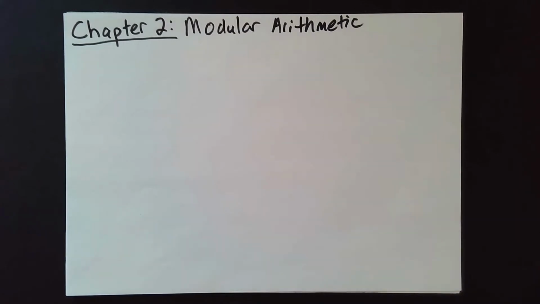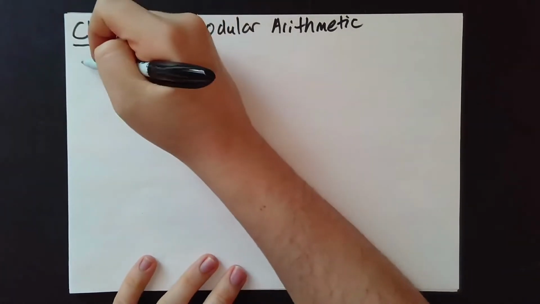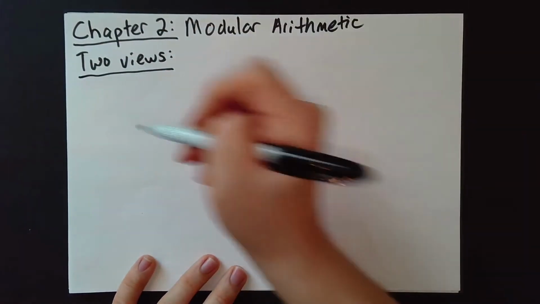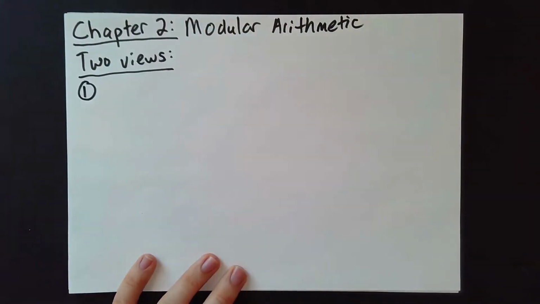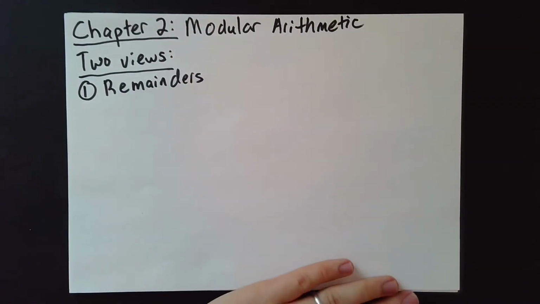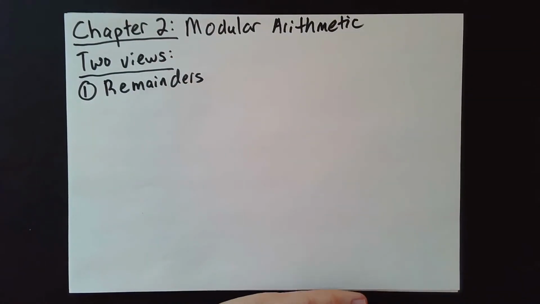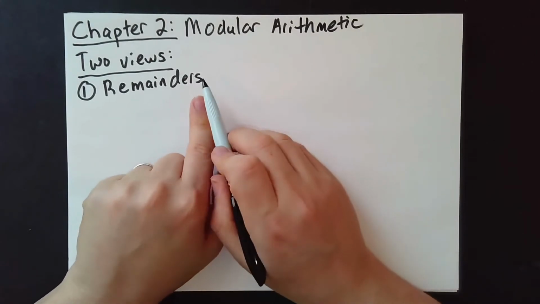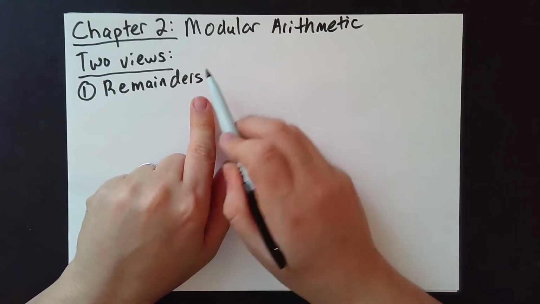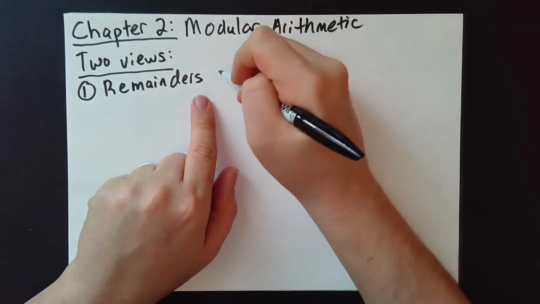So, to start with, let's remember that modular arithmetic really has two fundamental views of what it is. The first view is that modular arithmetic is really about remainders. So when someone asks, hey, what's 13 mod 5? And you say, it's 3, you're really answering the question, what's the remainder when you divide 13 by 5? And the answer is 3.